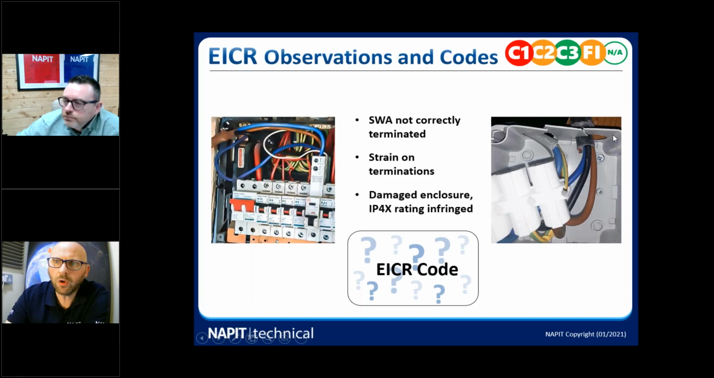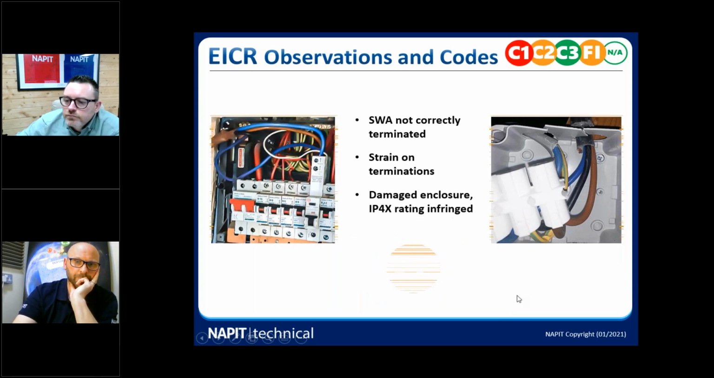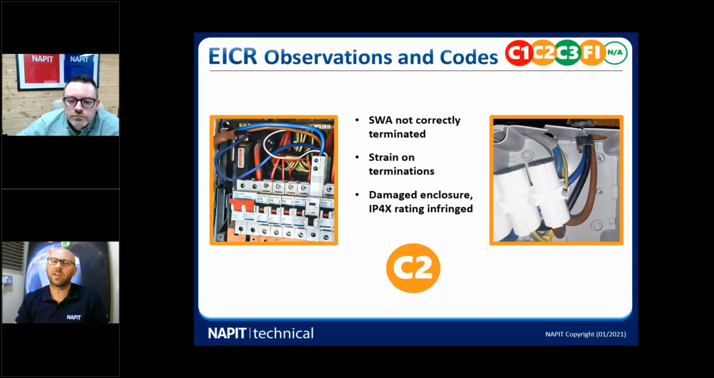Okay, right. So we've got a lot going on there. Have we got any codes, any suggestions on how we would code that? A couple of C2s come through. C2s we're looking at, yes. Okay, let's reveal the code. Yeah, C2. It's got all that potential for danger.